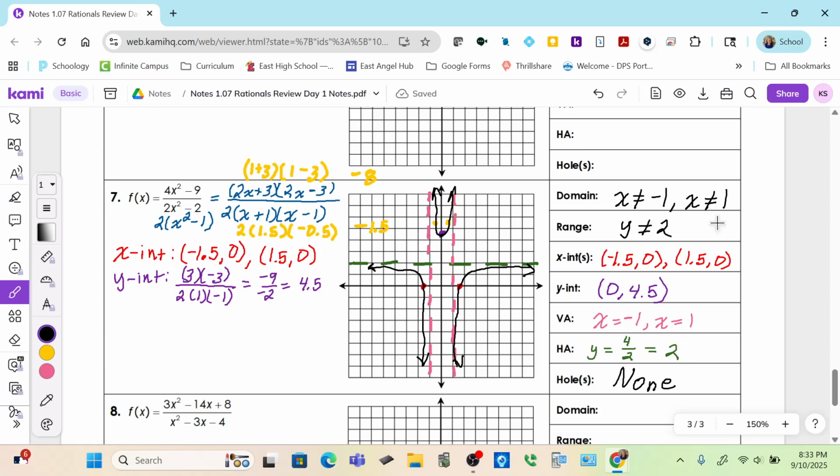If you have questions, make sure you ask. I'm always available to answer your questions. We will get lots more practice with this, especially when I add in the holes. That's just one added piece, but for the sake of the length of this video, I just wanted to cover vertical and horizontal asymptotes.